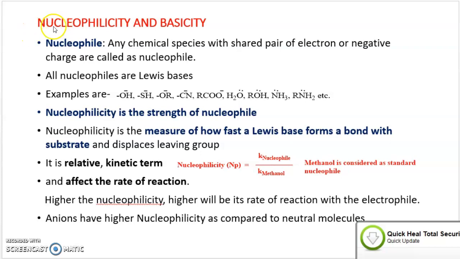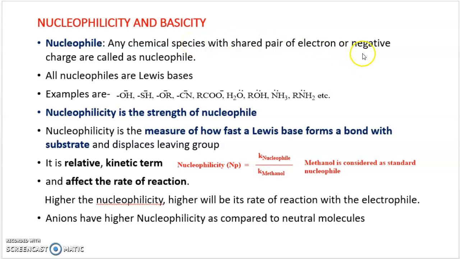Before studying nucleophilicity, you should know the concept of a nucleophile. What is a nucleophile? A nucleophile is any chemical species having a shared pair of electrons or having a negative charge. So any chemical species which has a lone pair of electrons to donate, or which has a negative charge, can be called a nucleophile.